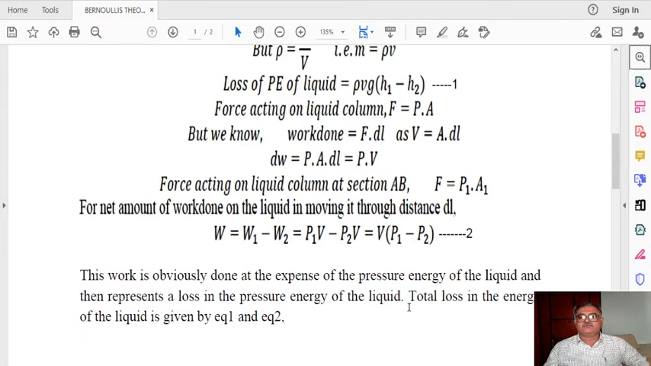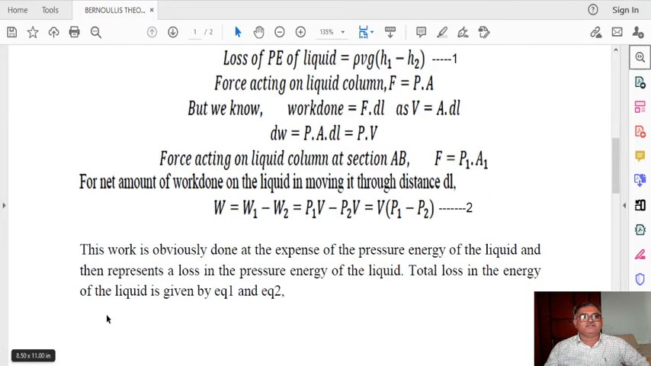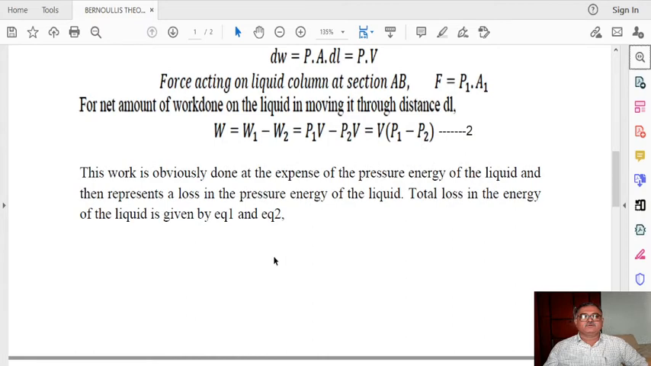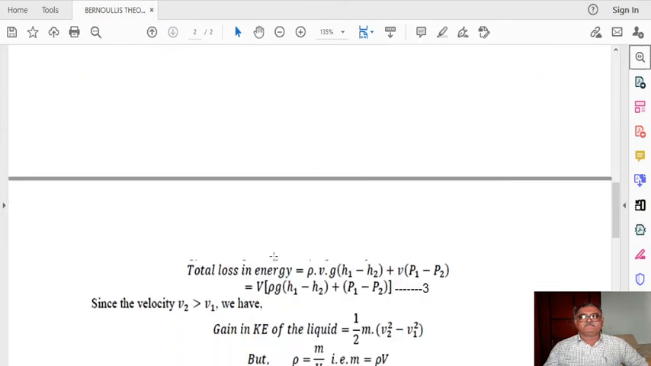Therefore, here the total loss in energy of the liquid is given by equations 1 and 2. Equation 1 represents the loss of potential energy of the liquid, and equation 2 represents the net amount of work done on the liquid in moving it through a distance dl.